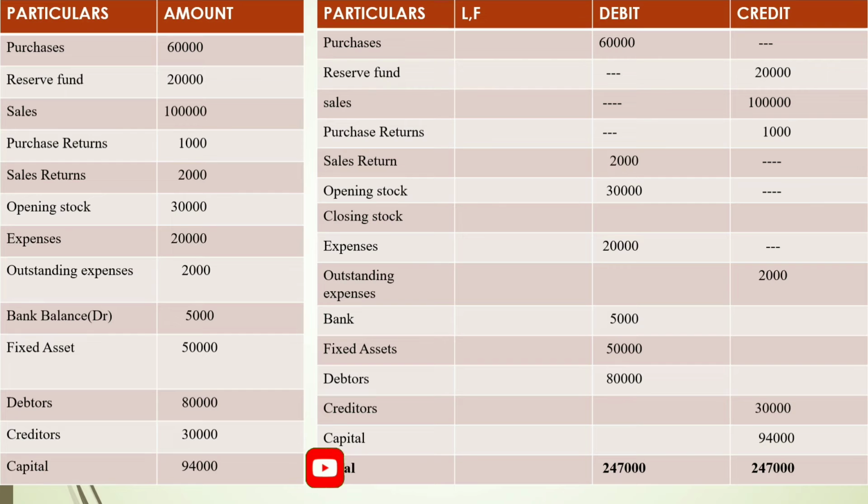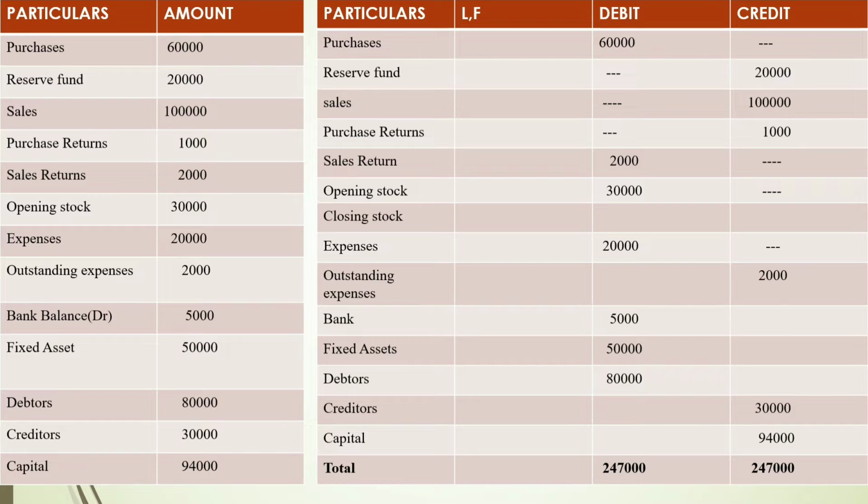Let's see. On the left hand side you can see the problem. The information is given: purchases 60,000, reserve fund 20,000, sales 1 lakh, etc. And on the right hand side you can see the solution of this particular problem. Here is the format for the trial balance: particulars, LF, debit and credit.